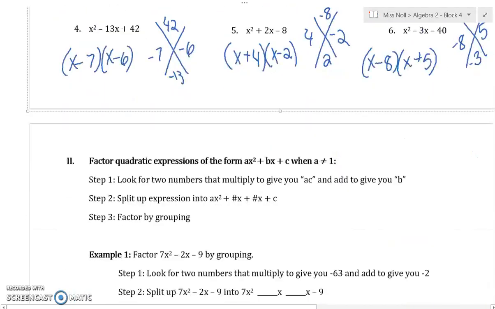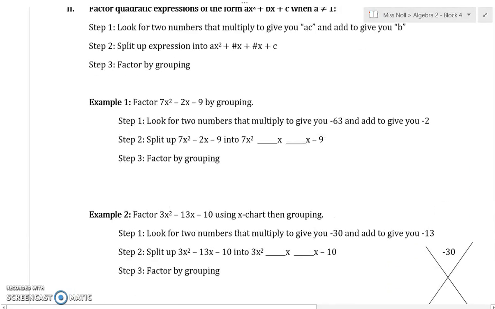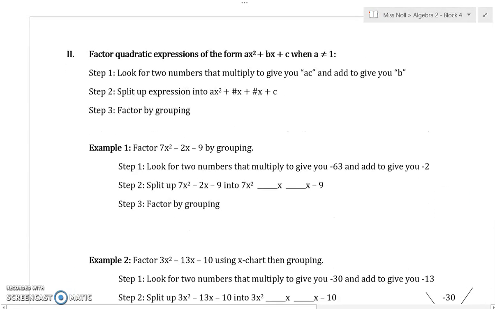So now I'm going to skip ahead from there and talk about section 2 on day 2. This is factoring quadratic expressions in the form of ax squared plus bx plus c. So that's standard form when a does not equal 1. Whenever you have some coefficient on the x squared term that is a number different than 1, you're going to have to use this method to factor, or at least this is a good method to use to do this.